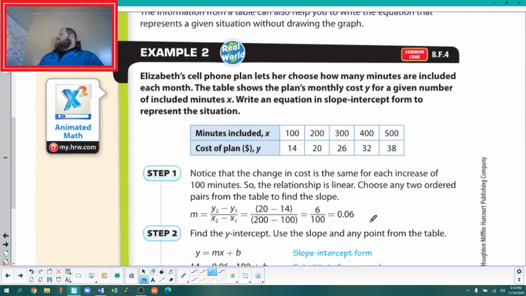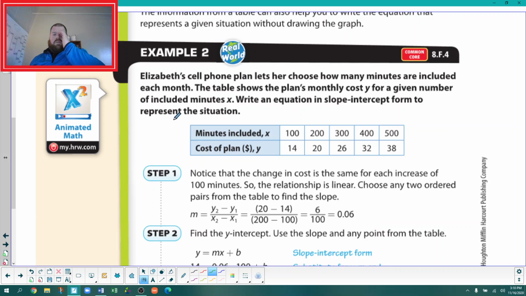Let's go ahead and look at this next one. It says that Elizabeth's cell phone plan lets her choose how many minutes are included each month. That's kind of nice. She can choose every month. Maybe not. The table shows the plan's monthly cost y for a given number of included minutes x. And we want to write this equation. Looking at that table, notice that it just gives us a bunch of points, so we can pick any two and go through that same process.